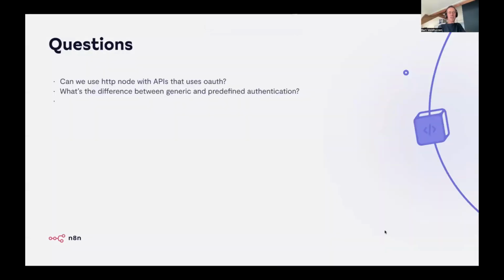First question is, can we use the HTTP node with APIs that use OAuth? And I think it's kind of related to the second one, right? The difference between generic and predefined authentication.